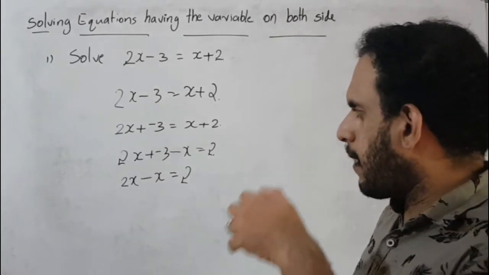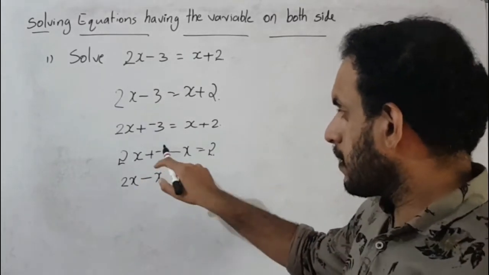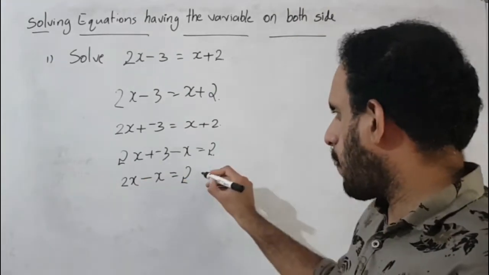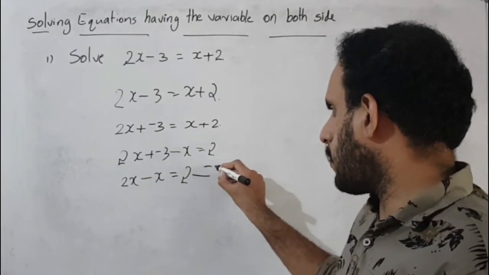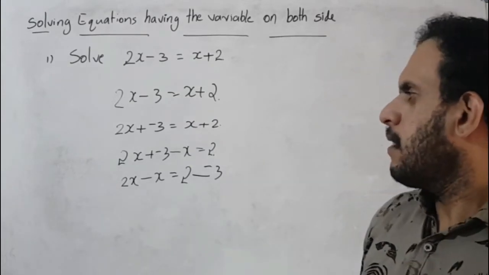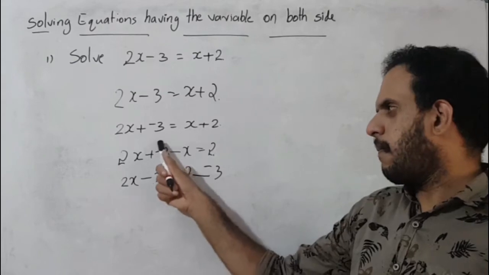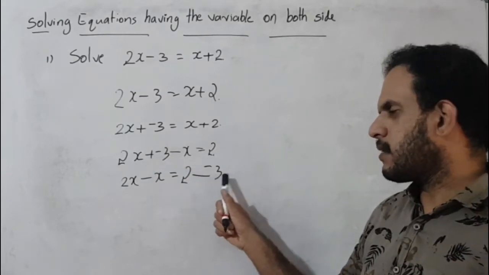Look at what we are doing. What is minus 3 doing on the left side? We are adding. So what is the change in the case of transpose? That is minus 3. Correct? 2 minus 3. What are we adding? Minus 3. So 2 minus 3.